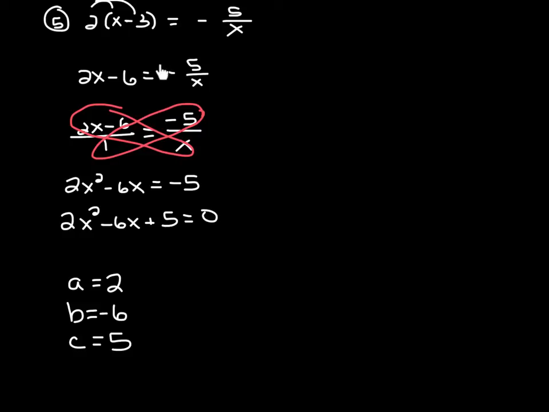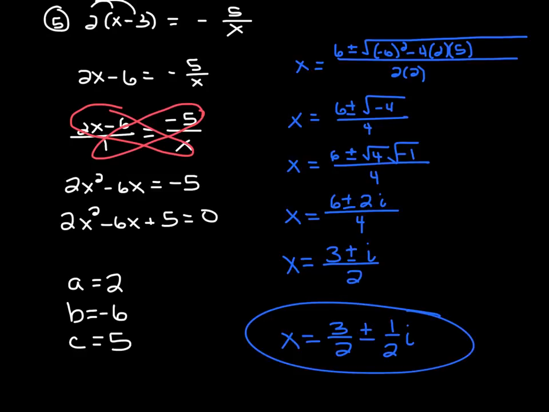And this negative symbol here, keep in mind you could either put it up here with the 5 or you could put it down here with the x, not both. So I just chose to put it with the 5 up here. So it left me with 2x squared minus 6x when I cross multiplied here equals negative 5. And then to set it equal to 0, I just moved the negative 5 over and it became a positive 5. Okay, so at this point, stop the video again and try out the quadratic formula on your own.